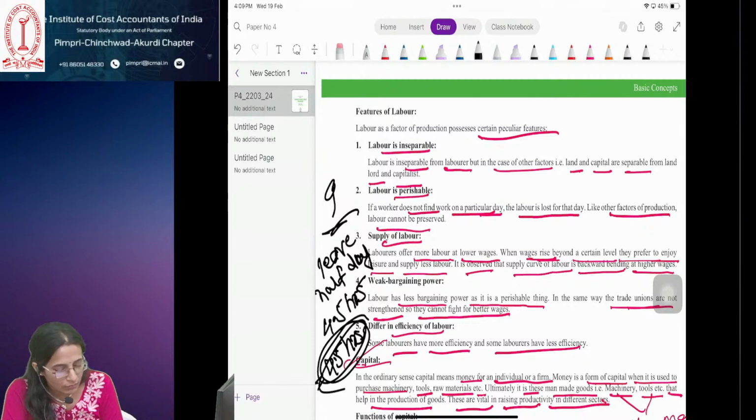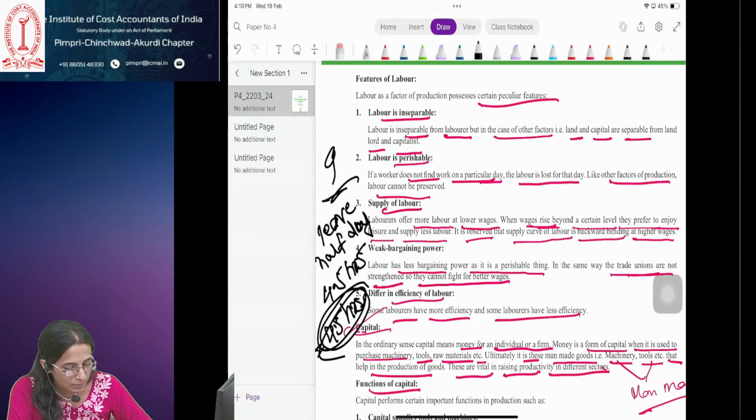If a worker does not find work on a particular day, the labor is lost for a day. Like other factors of production, labor cannot be preserved. It is perishable. For example, I am working for 9 hours every day. I take a half day. My 4.5 hours are perished, right? What is next? Supply of labor.